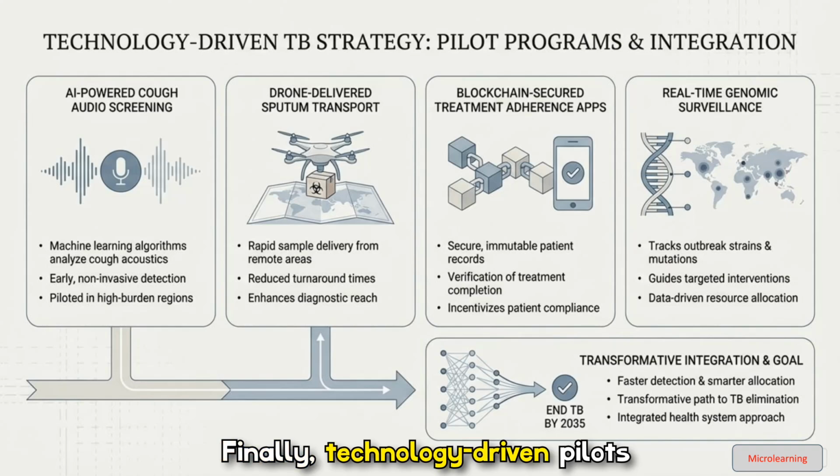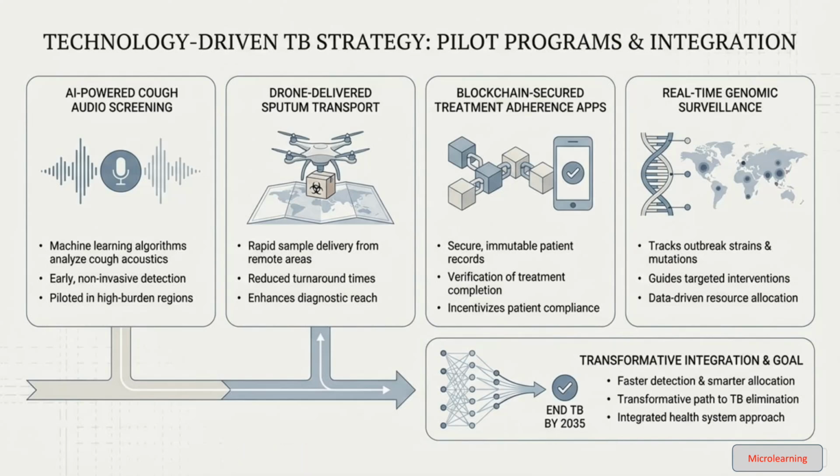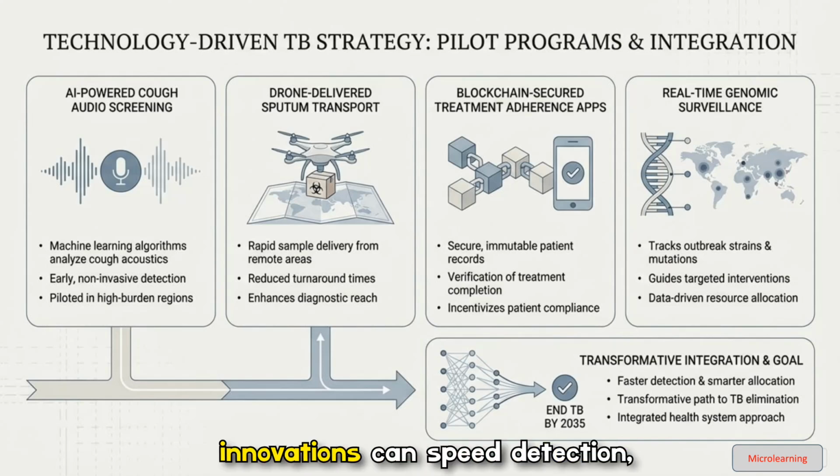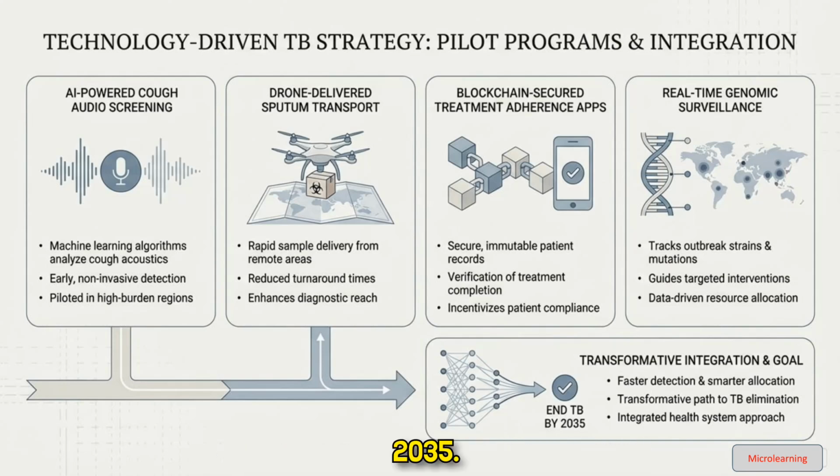Finally, technology-driven pilots promise to transform TB control by increasing reach and speed. AI cough screening for early detection, drones for rapid sputum transport, blockchain apps to secure adherence records, and real-time genomic surveillance to track strains. When integrated, these innovations can speed detection, optimize resource allocation, and help chart a path to end TB by 2035.